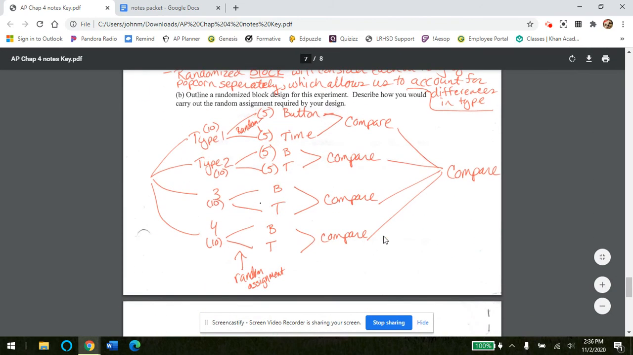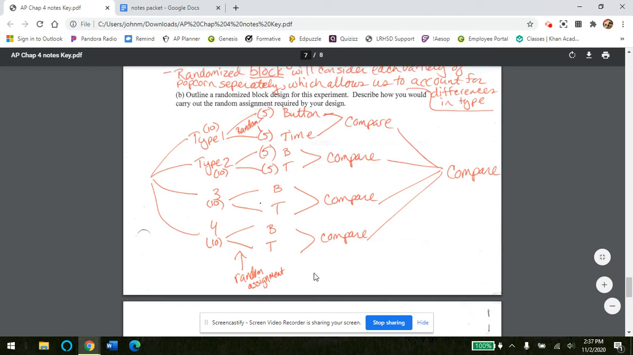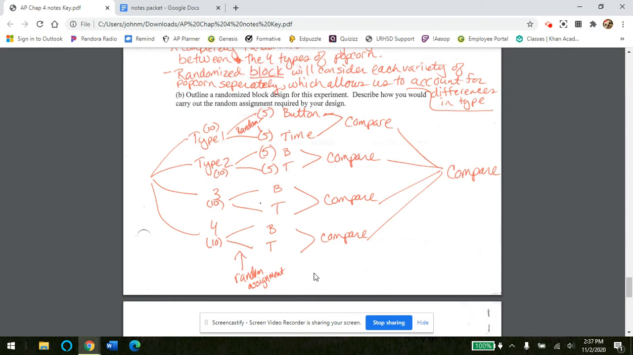All right. I had here are my 4 types. This is a bit sloppy. I apologize. I should have done a nicer job of this. 10 bags here, 10 bags here, 10 bags, 10 bags here. Okay. Then I'm going to randomly assign them here. 5 get the button, 5 get the time. Randomly assign, 5 get the button, 5 get the time. I should put here with random assignment, like picking them out of a box. Okay, like randomly throw them all in a box, shake them up, pick 5 and 5, split them up.